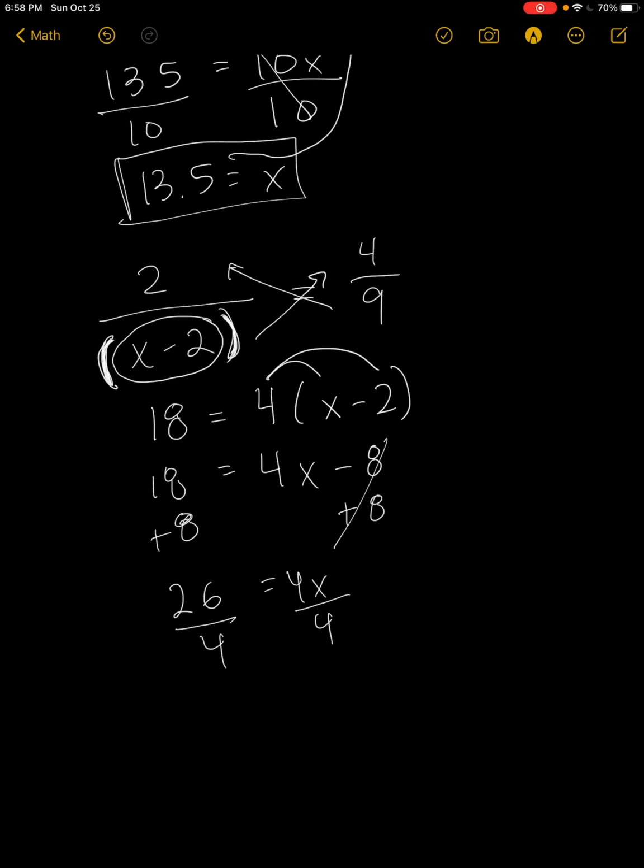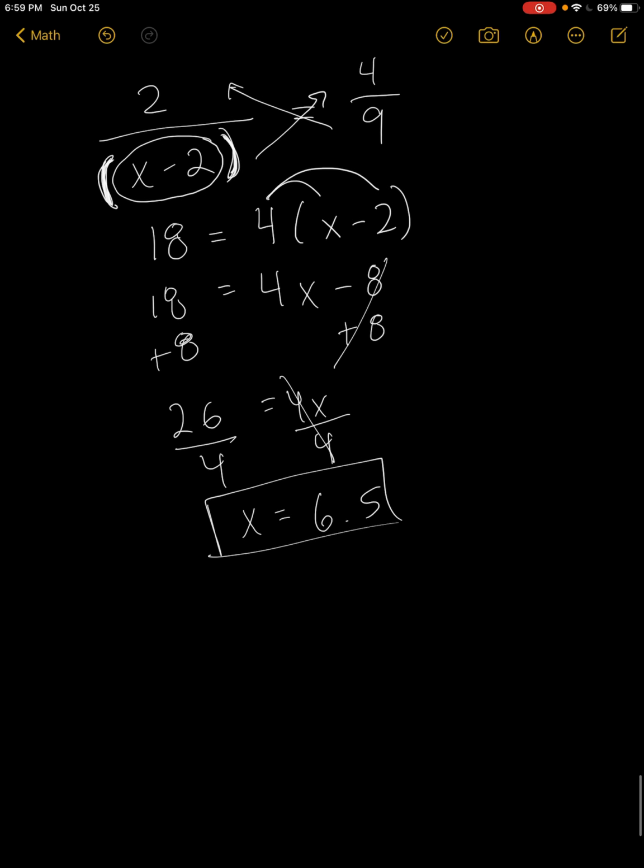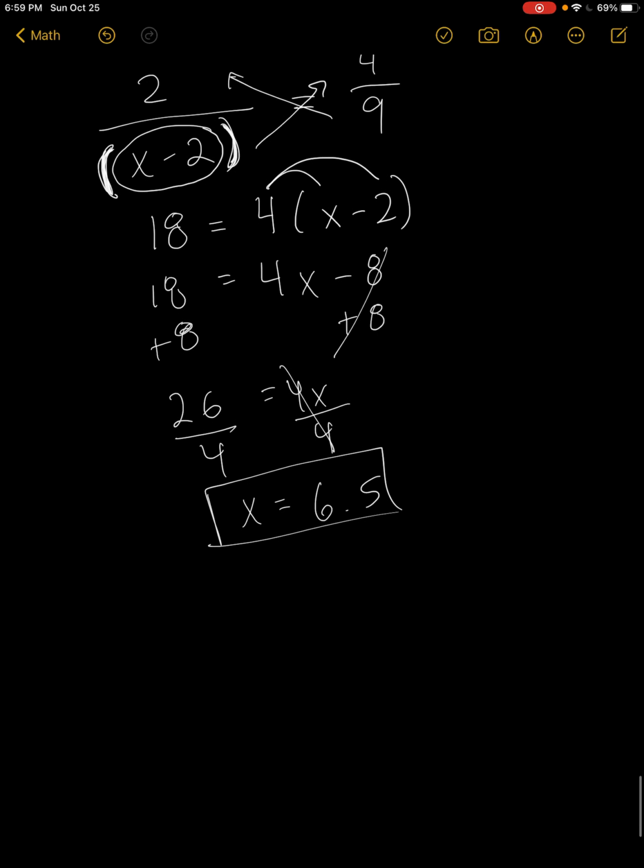Why do I keep picking numbers that give me fractions? Sorry. Right, 6.5. I don't know, I'm just kind of putting numbers, and then I just keep accidentally making them fractions.